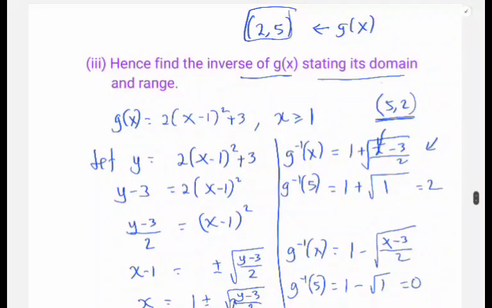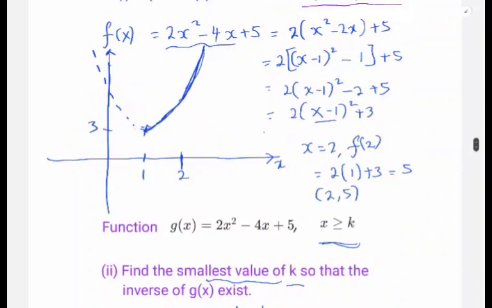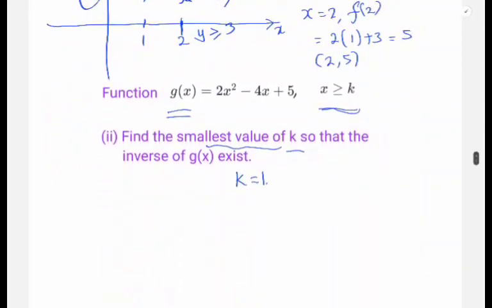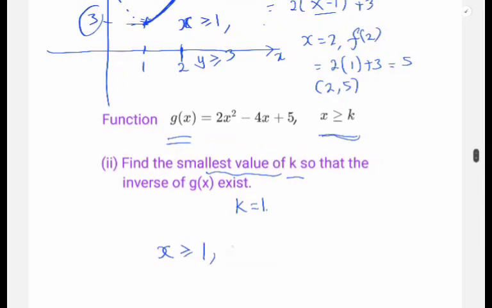Now the next part, they also ask you to state its domain and the range. Okay, let's go back to this part here. You see the domain and the range, we are referring to this graph because we are only looking at this part. So we say x is bigger or equal to 1. That is your domain for g(x). And the range, y is bigger or equal to 3. That is this 3 here. So x is bigger or equal to 1 and y is bigger or equal to 3.